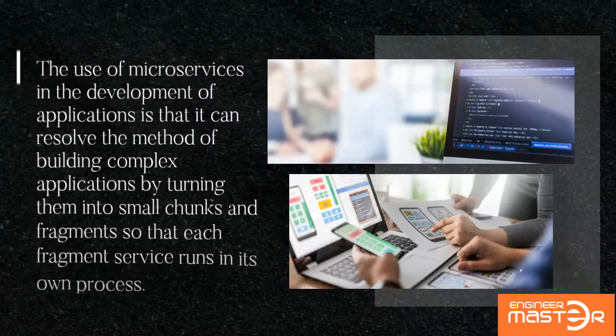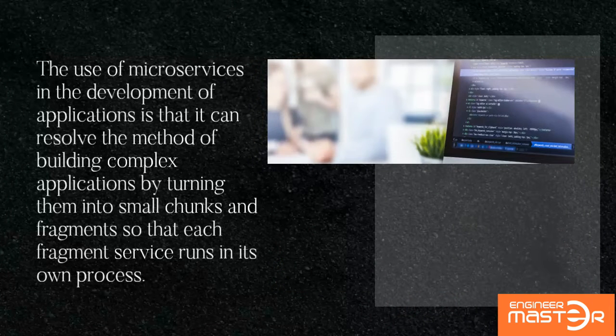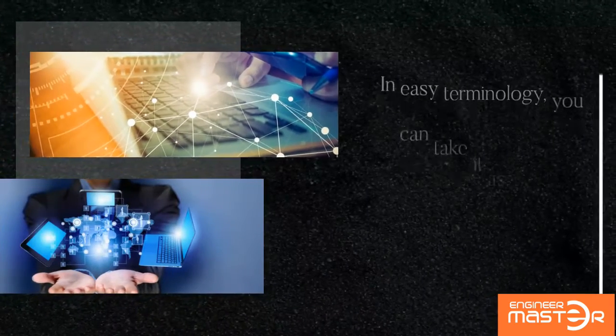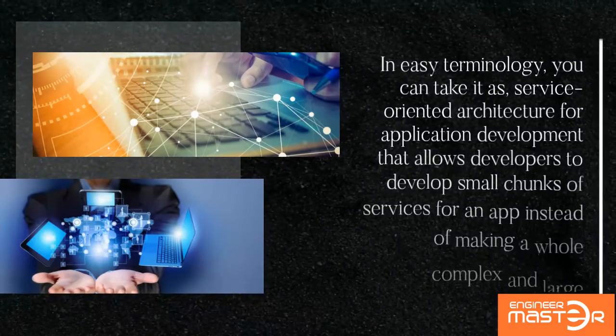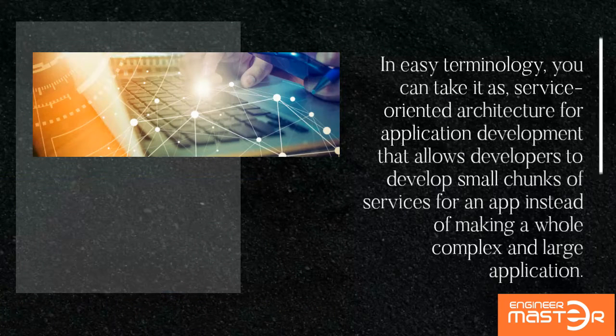The use of microservices in the development of applications is that it can resolve the method of building complex applications by turning them into small chunks and fragments, so that each fragment service runs in its own process. In easy terminology, you can take it as service-oriented architecture for application development that allows developers to develop small chunks of services for an app instead of making a whole complex and large application.